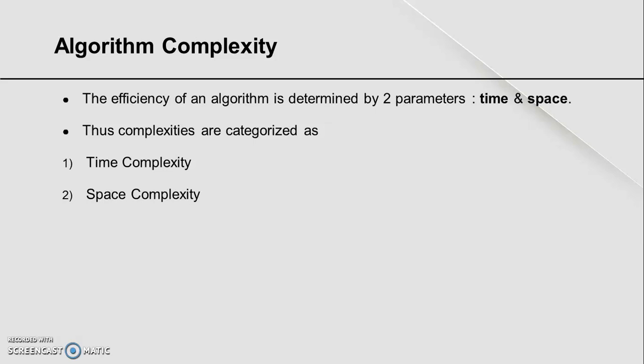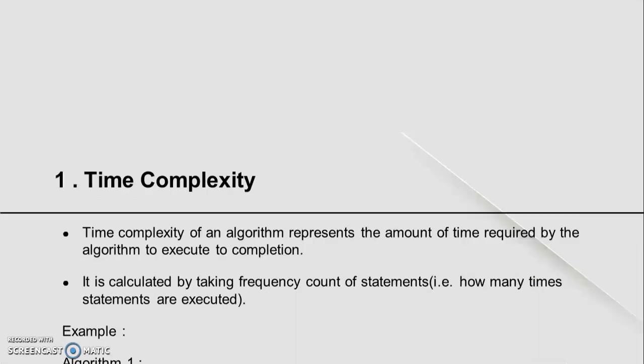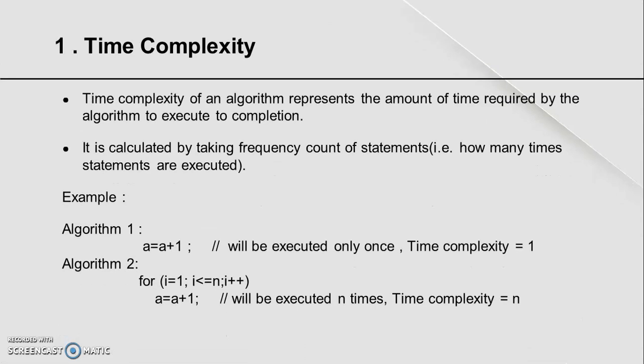So, again I am repeating. Complexity of an algorithm is actually measuring the efficiency of an algorithm in terms of time and space. Now, time complexity. Time complexity of an algorithm represents the amount of time required by the algorithm to execute to completion. So, it's very easy to understand. It represents the total amount of time required by an algorithm to run till its completion. And it is calculated by taking frequency count of the statements. That is how many times the statements are executed.